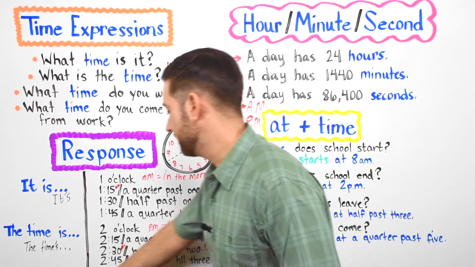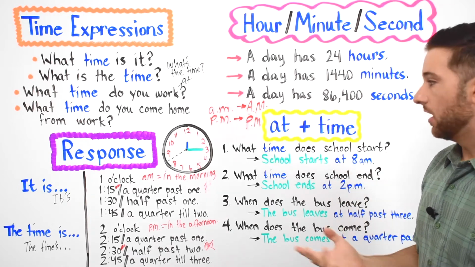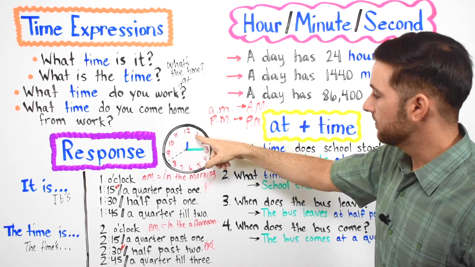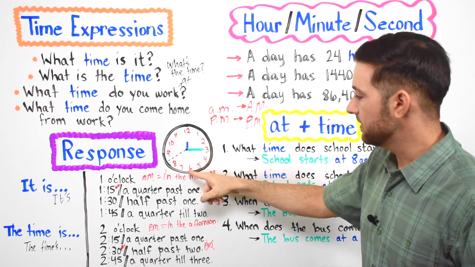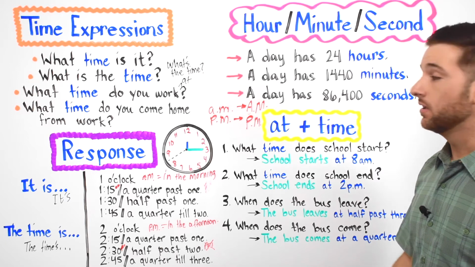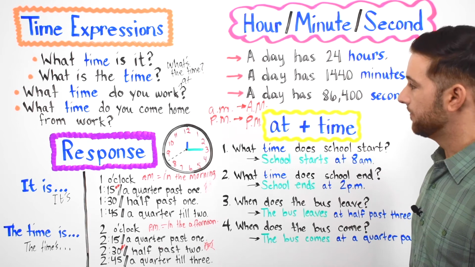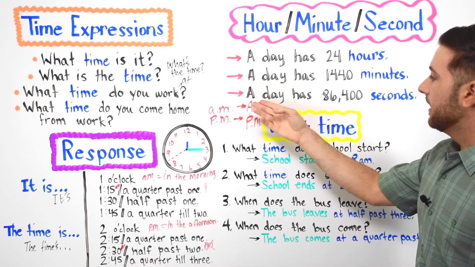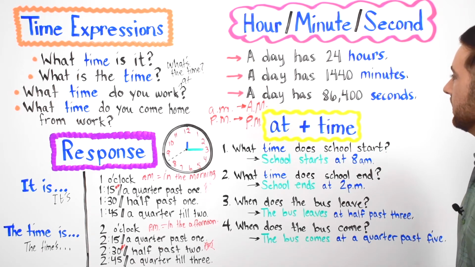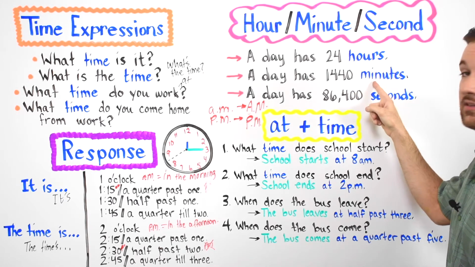Okay, so for example, a day has 24 hours. On the clock, there are 24 hours in a day. So here we have 12, and then 13, 14, 15, 16, 17, 18, 19, 20, 21, 22, 23, 24. A day has 24 hours. A day has 1,440 minutes. And a day has 86,400 seconds. Now in every minute there are 60 seconds, and in every hour there are 60 minutes.